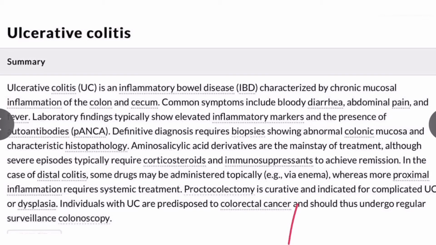So let's discuss what is ulcerative colitis. Ulcerative colitis is an inflammatory bowel disease characterized by chronic mucosal inflammation of the colon and cecum. Okay, so what does it mean?